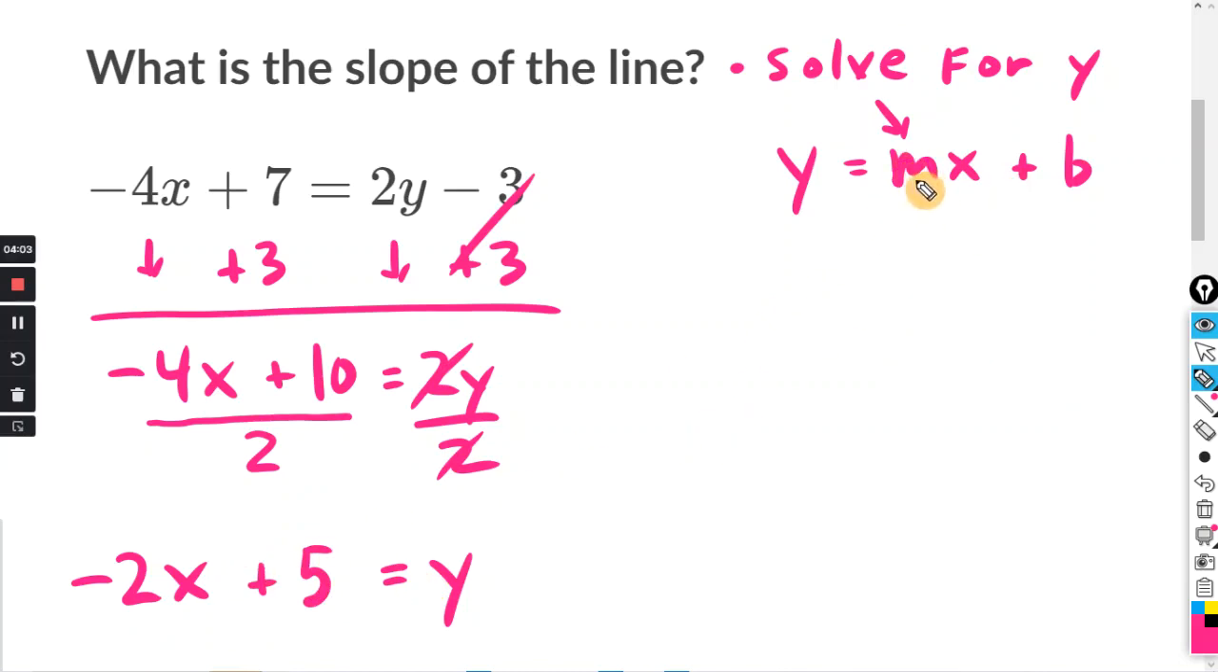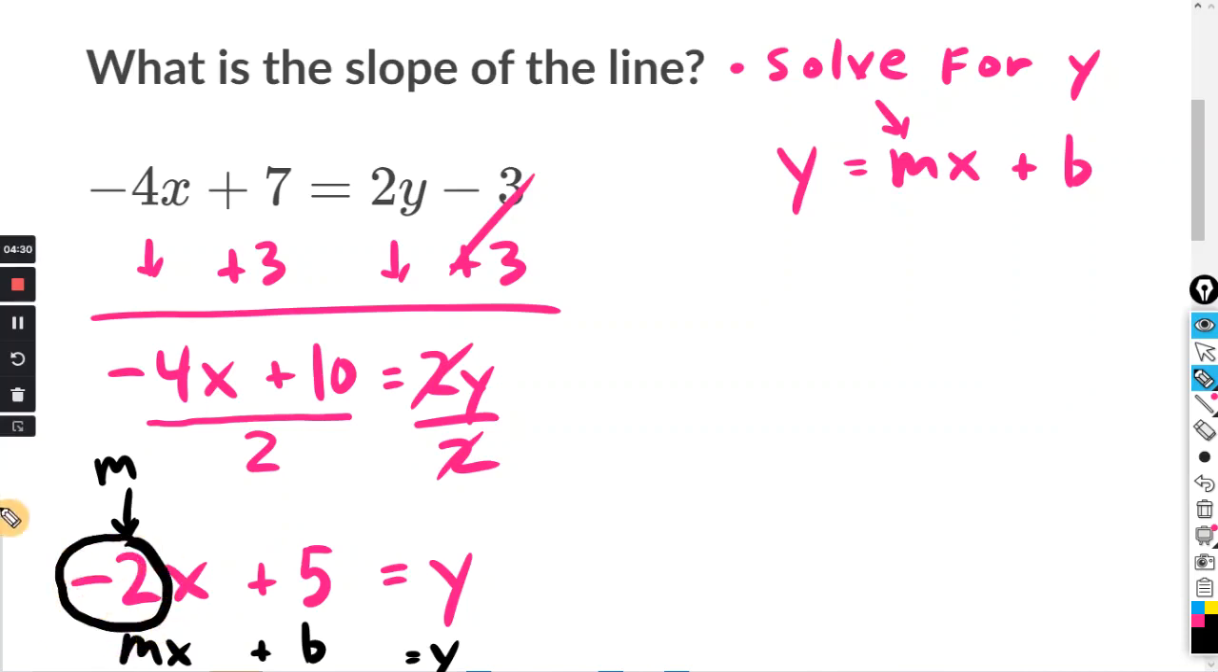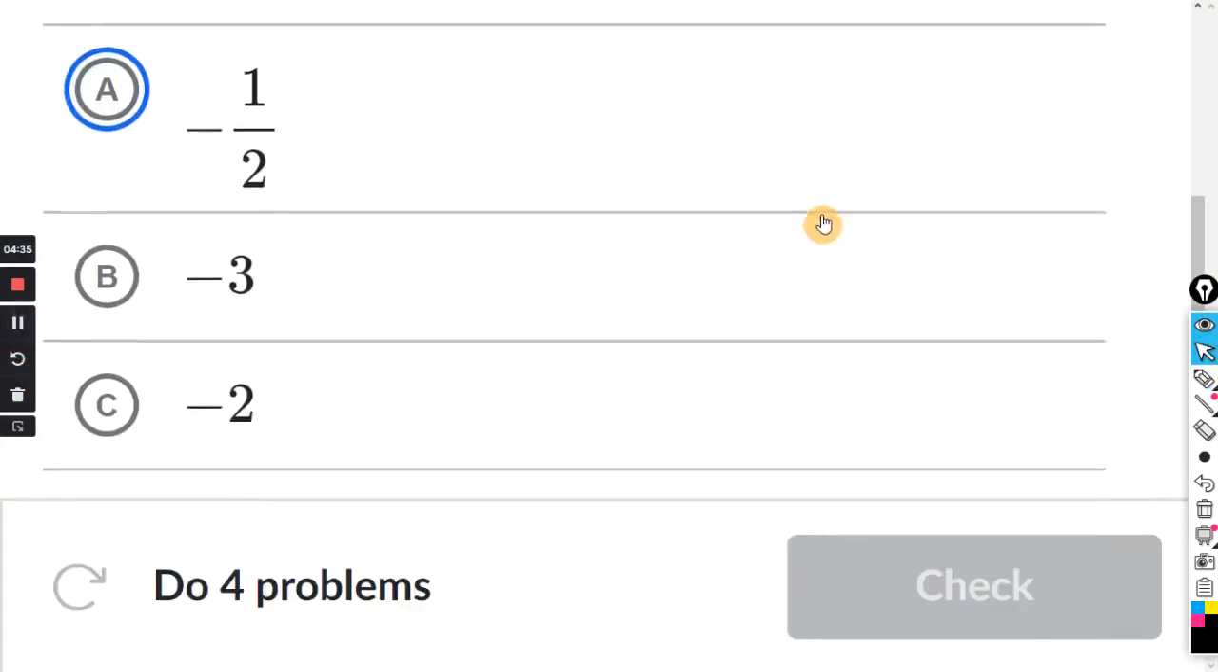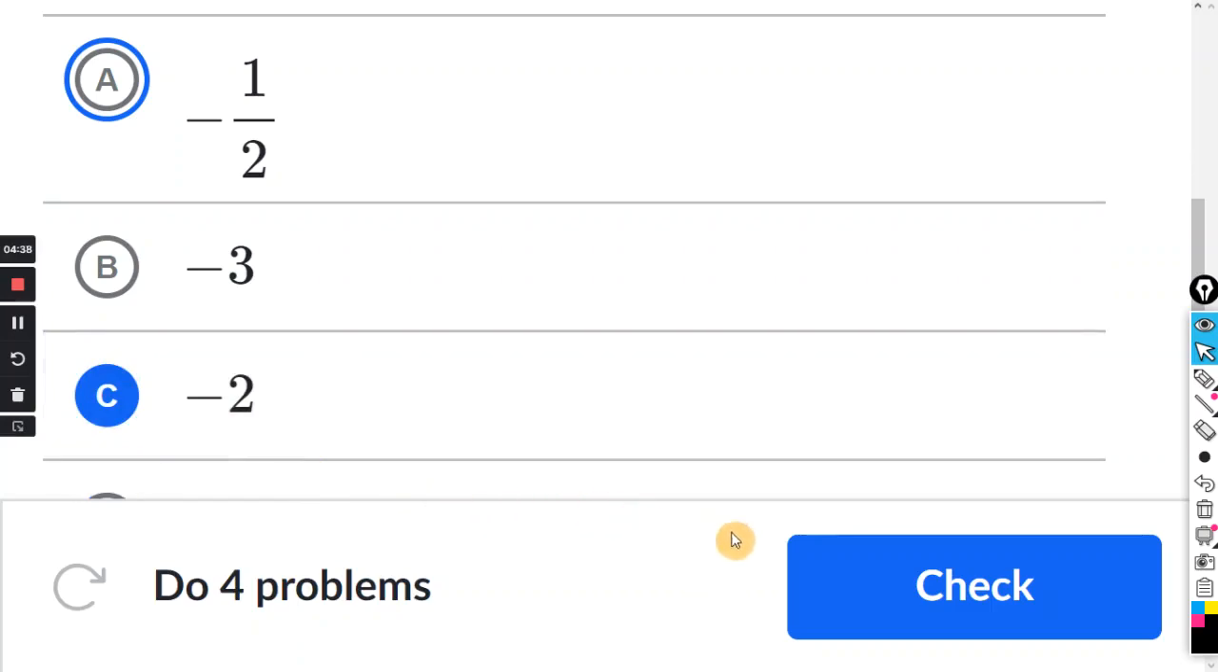And we said m, the slope, is the number that's times x. We can see right here, that is our slope. That is the value for m. All right, this is in the form of y equals mx plus b. I just wrote it backwards. All right, but this is the slope right here. Negative 2, the number that's times x. All right, multiple choice, negative 2, answer C.